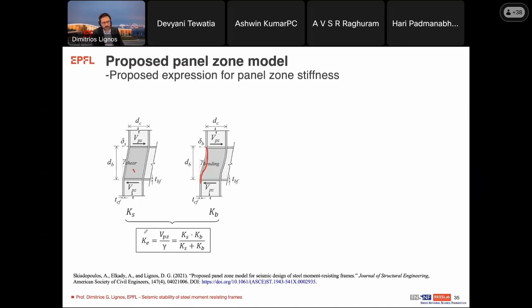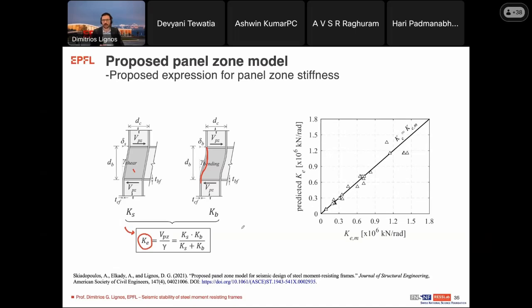And you can, in fact, nicely combine them if you assume that these work in series, and essentially the panel zone stiffness can be computed by combining both the shear and bending contributions. If you compare the predicted stiffness in this case versus the ones measured from the tests, you see that most of them lie on this 45-degree line. So basically we have practically almost zero error, compared to what I showed you earlier, which was in the range of 20%.